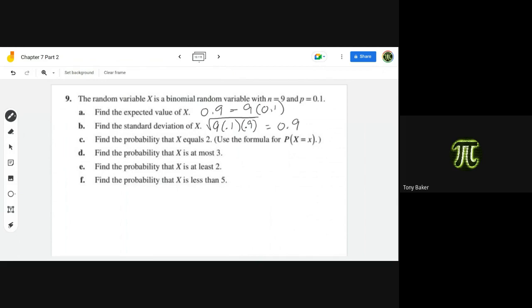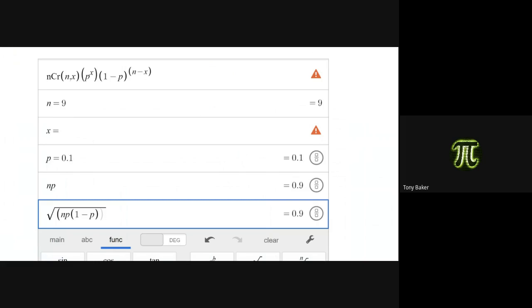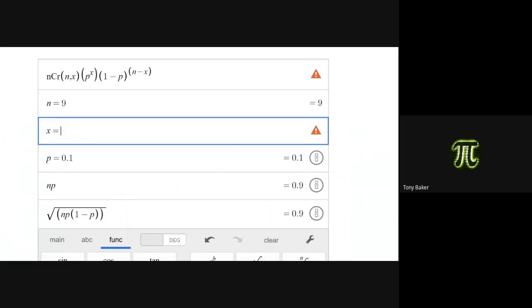What's the probability that x equals 2? So this one we have to use that binomial distribution formula. So we go over here, N is 9, x is 2, and P is 0.1. So the probability of 2 successes is 0.172.